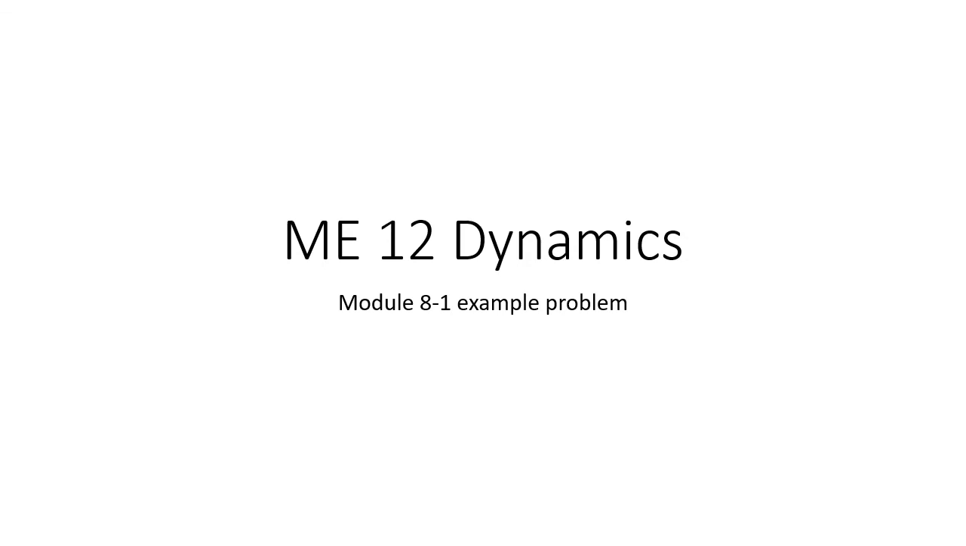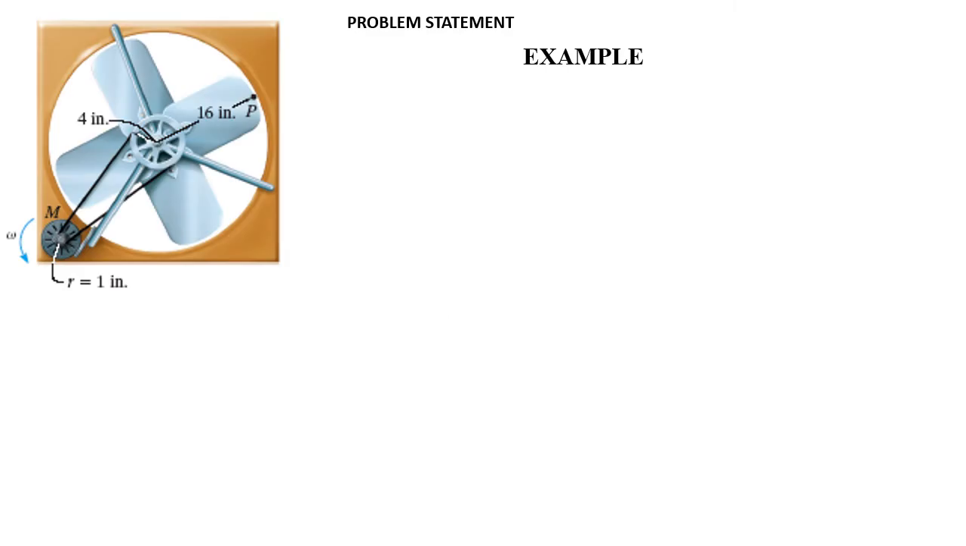Let's take a look at an example for Module 8.1 for ME12 Dynamics. So in this problem here, we have a fan. They tell us we have an omega here. They give us our radius down here at the motor. They give us the radius of the inner hub here, and they give us our radius of the fan blade here out to point P.